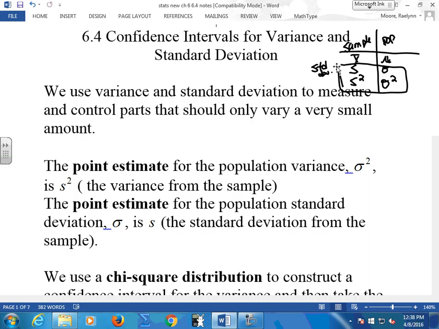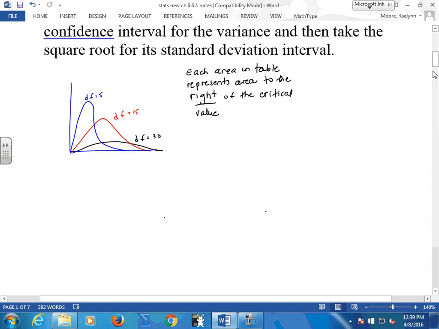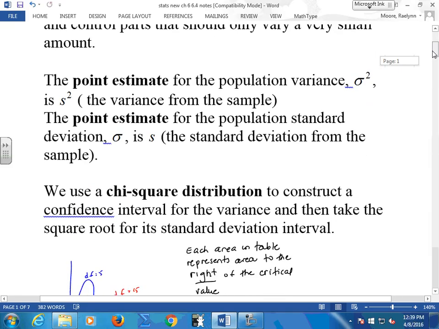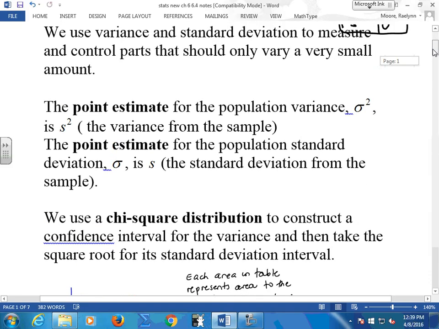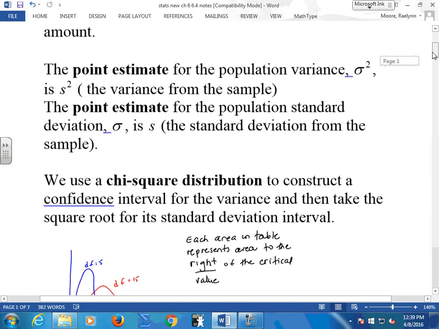Sounds wild. So the point estimate that we're using this time is not the x bar, not the mean, not the p. We're using an s or an s squared to make an inference about our population. Remember, we do a confidence interval to make an inference to see where the population one would fall between with our little extra wiggle room.